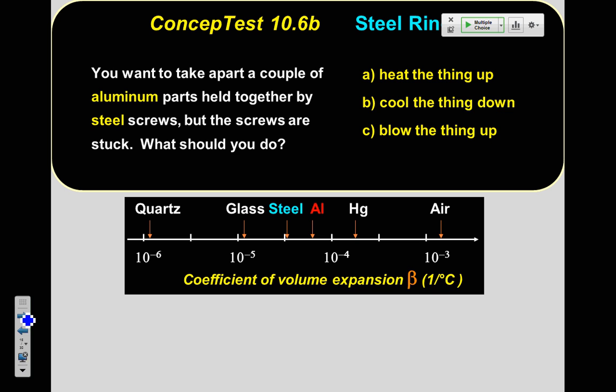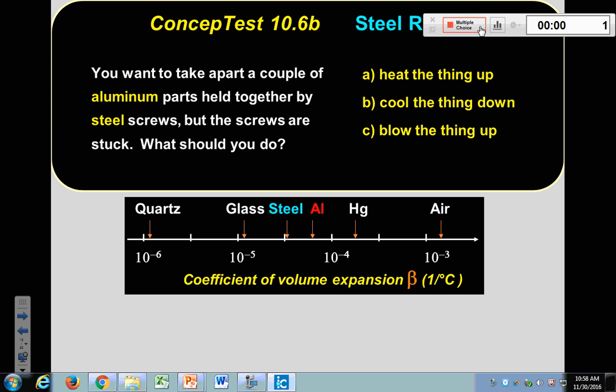So listen, if I have a bigger expansion rate, my coefficient of linear expansion, if that's bigger, it gets bigger at a faster rate. It also gets smaller at a faster rate as you cool it down. That'll become important later, like right here. I want to take apart a couple of aluminum parts that are held together by steel screws. What should I do to it?